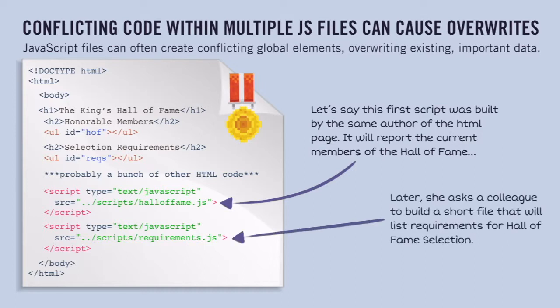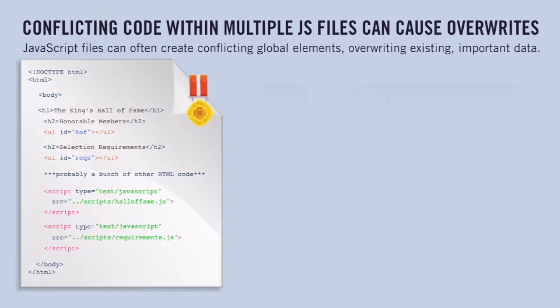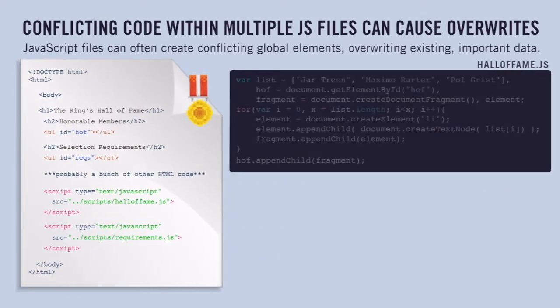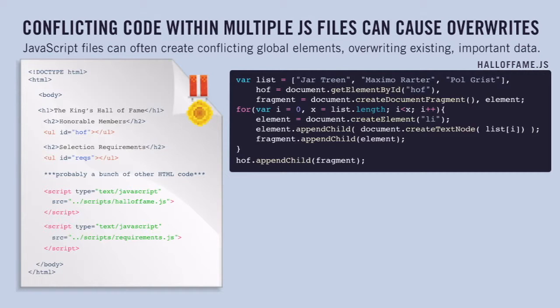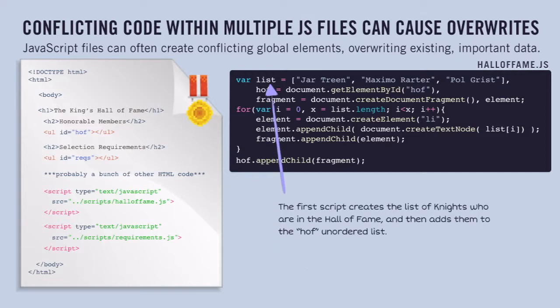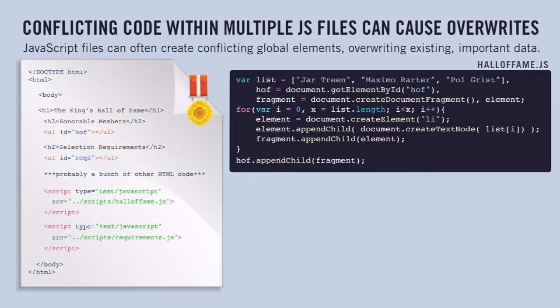Later, she asks a colleague to please build a short file that's going to list just the requirements for Hall of Fame selection. So in the first file, the halloffame.js file, we've got a list of all the guys that are in the Hall of Fame currently. To add those guys to the unordered list in the HTML document that has the ID hof, H-O-F, we'll get that element by ID and store it in a variable called hof. Next, we've got a fragment, which will help our best practice of touching the DOM as little as possible, and then an element that we will use to add a list item.